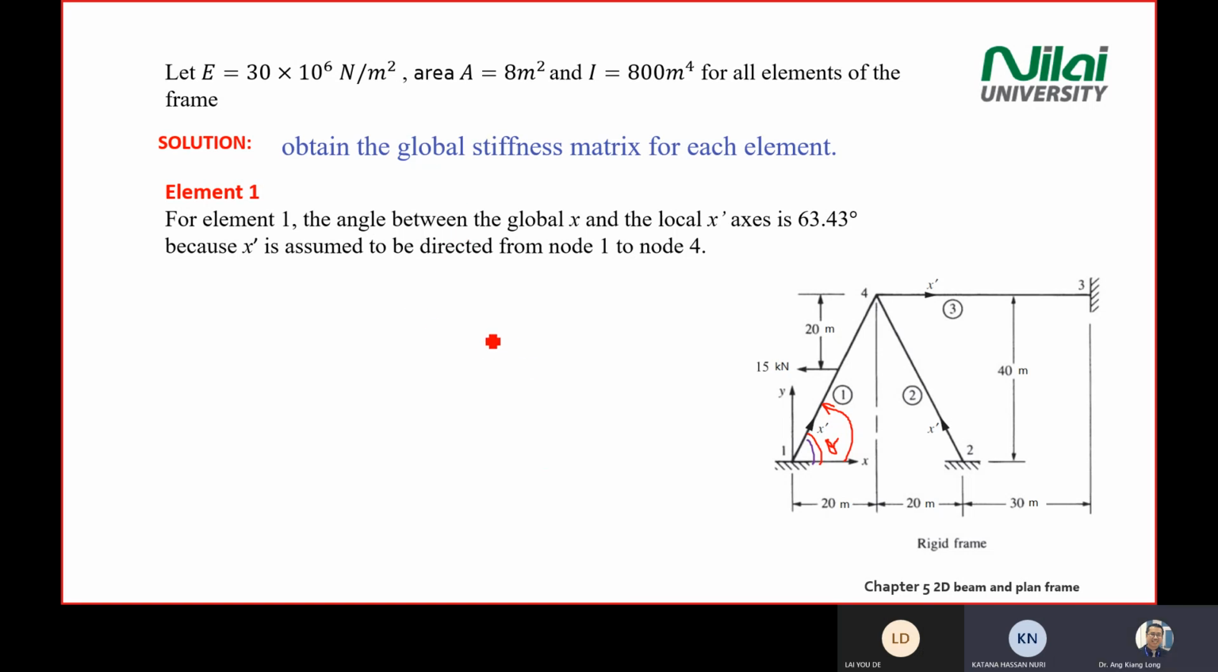Then from your calculator you can find the angle. Lai, are you able to understand what Katana is trying to say?